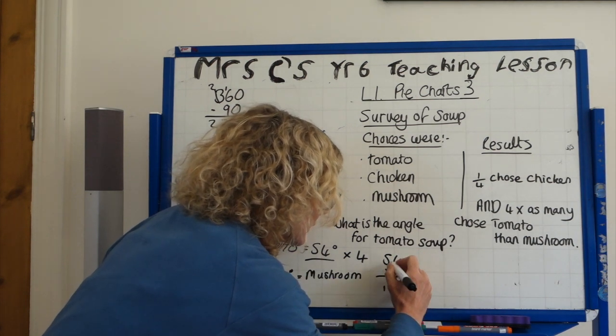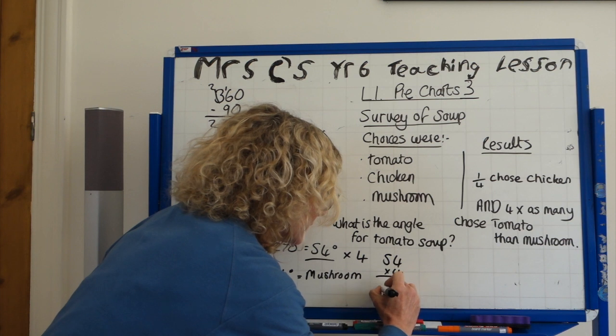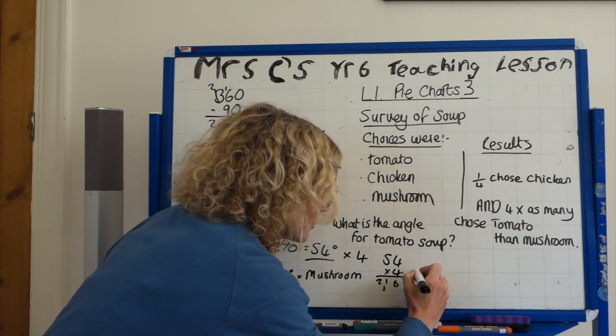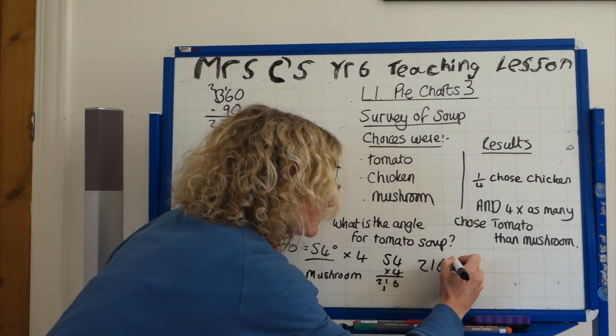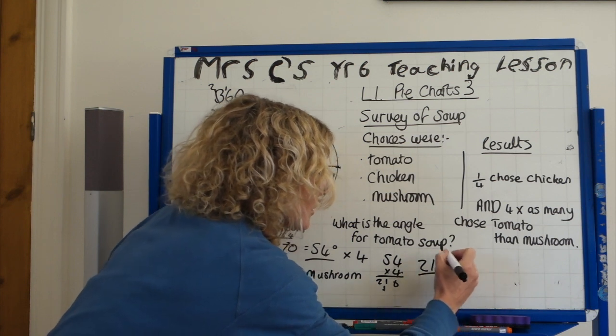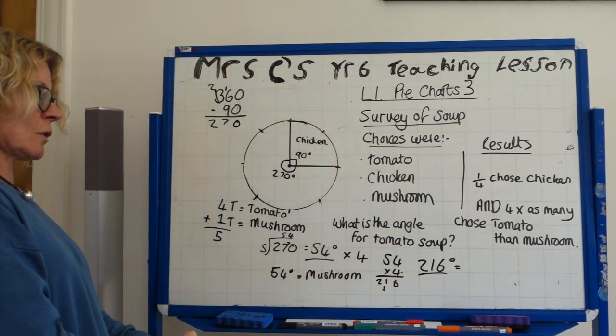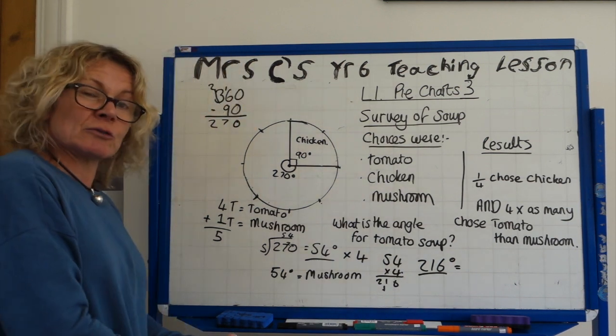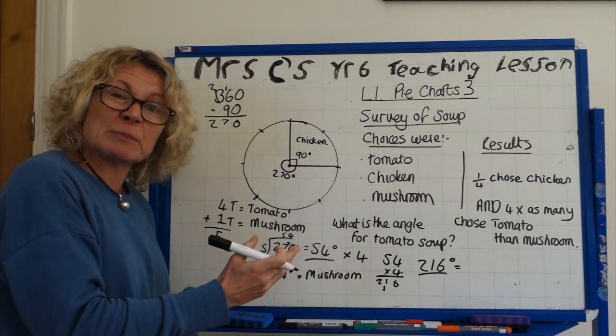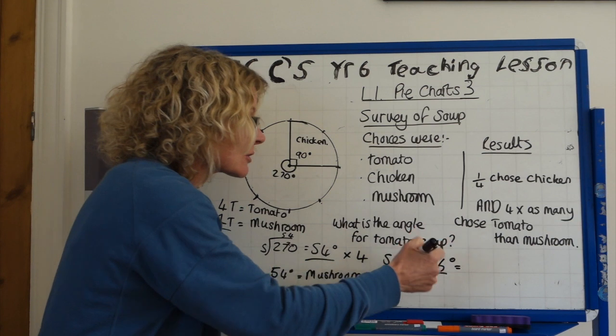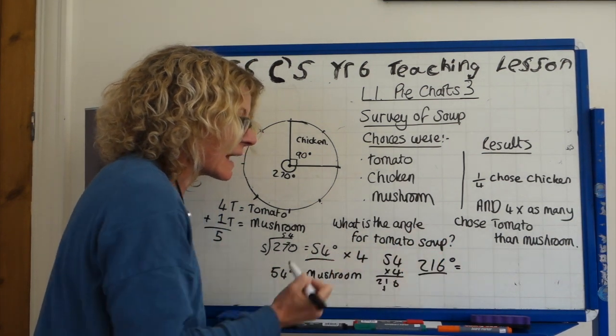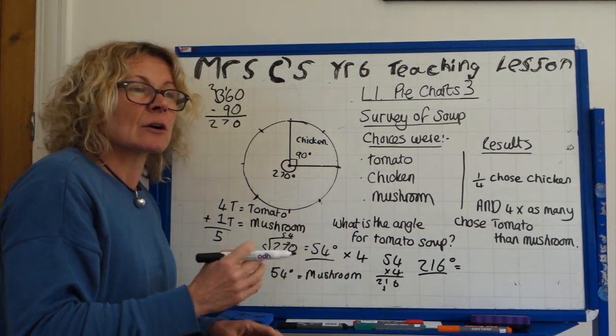4 4s, 5 4s are 20. 216. So your tomato soup, that's your answer. What is the angle for the tomato soup? 216 degrees. You don't need to put it on. It doesn't ask you to put it on. It just asks you to work out what is the angle. And there it is. Quite tricky.